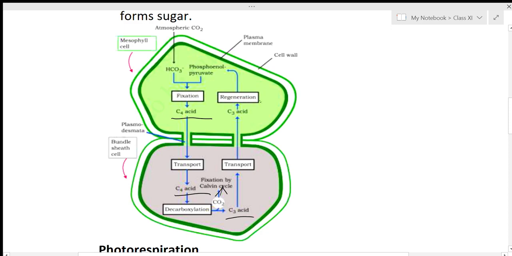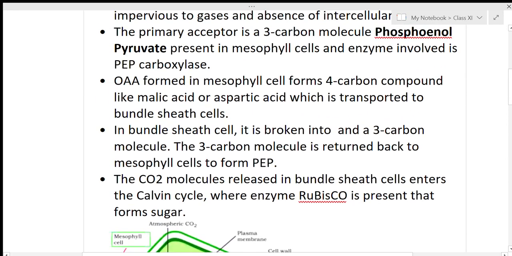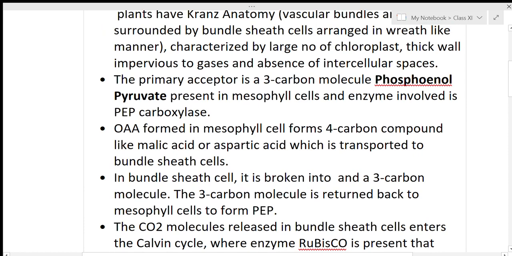this mesophyll cell, and then the C3 acid is converted into phosphoenol pyruvate. So we can say regeneration of phosphoenol pyruvate is taking place. The C4 acid is broken into C3 acid, the C3 acid is transported into the mesophyll cell, and there it is regenerated into phosphoenol pyruvate. So we can say the C4 pathway takes place in maize, sorghum, or we can say it takes place in C4 plants. So this is how it takes place.